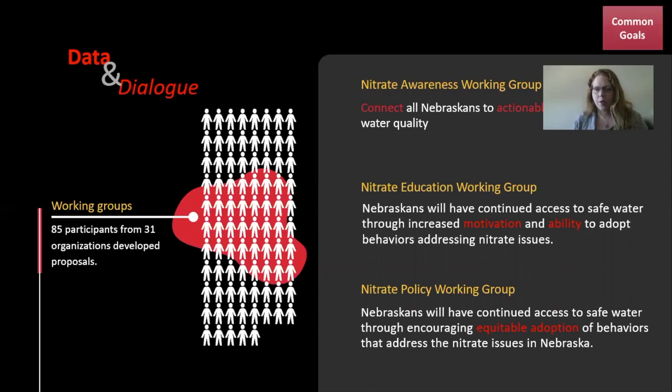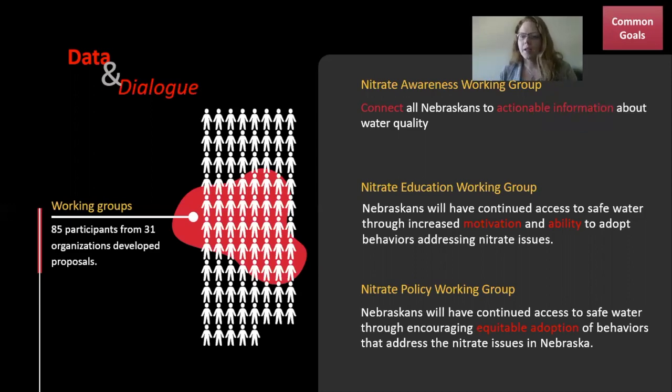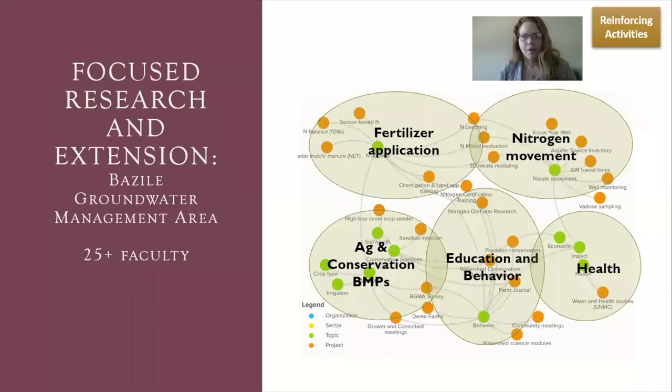So the first working group was around awareness, with their overarching goal being to connect Nebraskans to actionable information about their water quality. And the education working group is to find ways to increase the motivation and abilities of Nebraskans to change their behavior to address this issue. And finally, the nitrate policy working group, their overarching goal was to encourage equitable adoption of behaviors to address this issue. So those groups finished this spring and are now moving into the implementation phase.